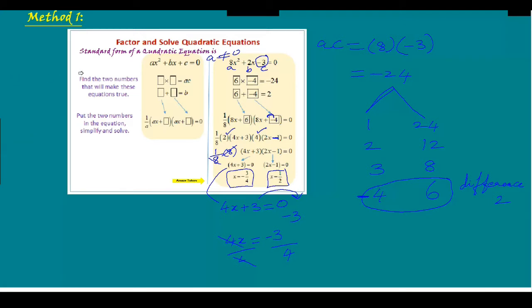So this is method 1: writing the two numbers in the boxes which satisfy these two equations, filling it in the boxes, and simplifying will give you two factors, and then you can solve it from there. This is method 1. Let's do some questions based on that.